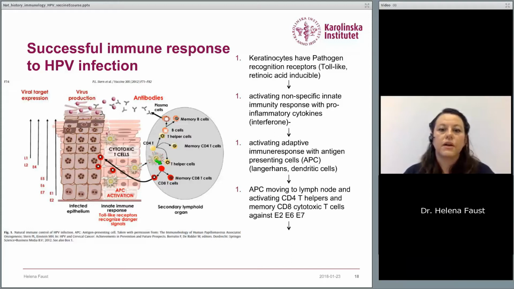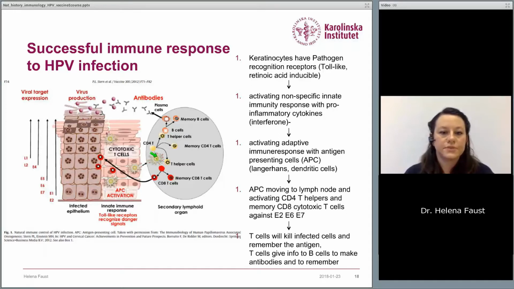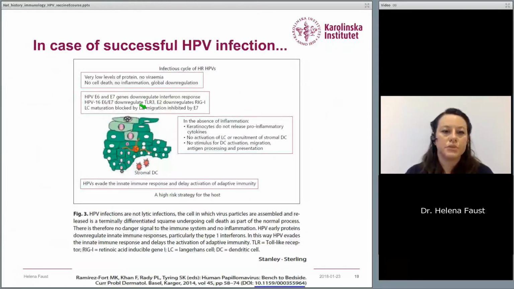They should give it to the CD4 T helpers and memory CD8 cytotoxic cells. These cells should go back here and kill the infected cells. And T cells should give the information further to the B cells to remember that information and produce antibodies, so that this infection would never happen again.